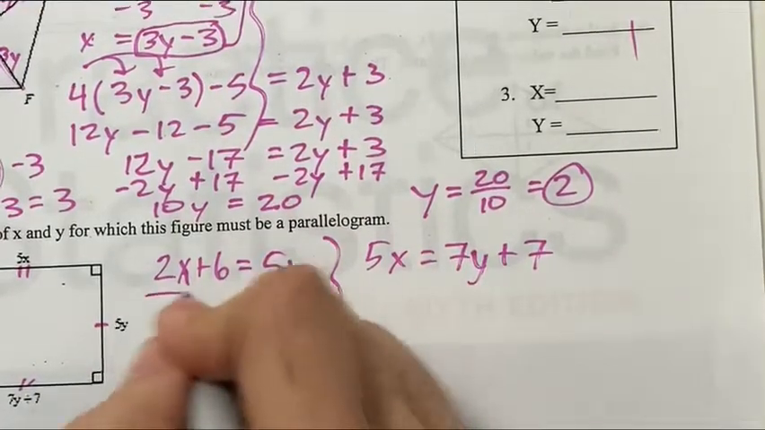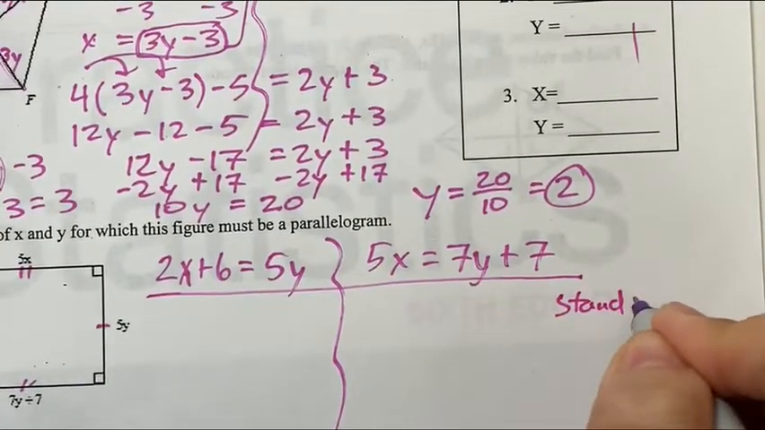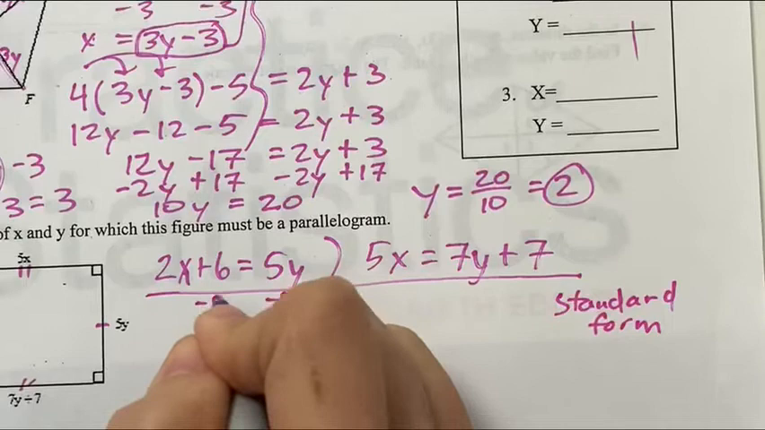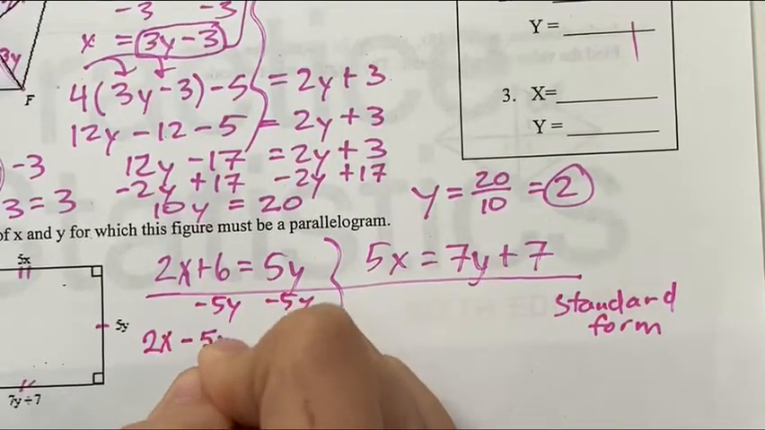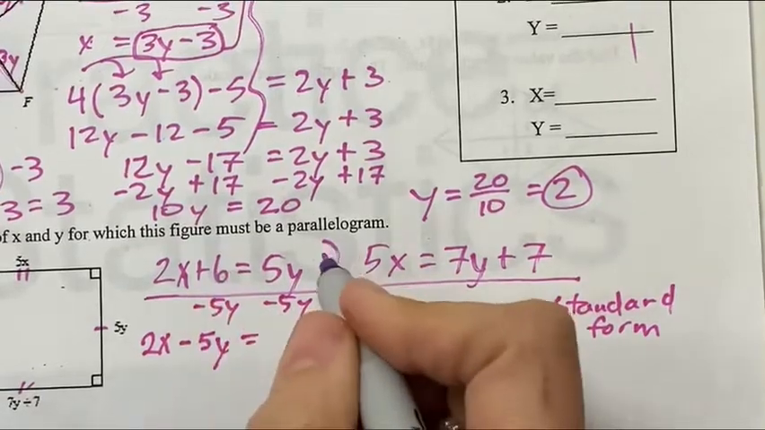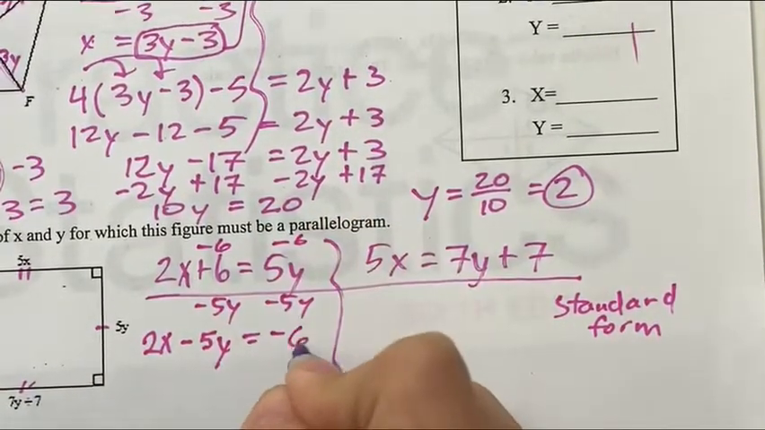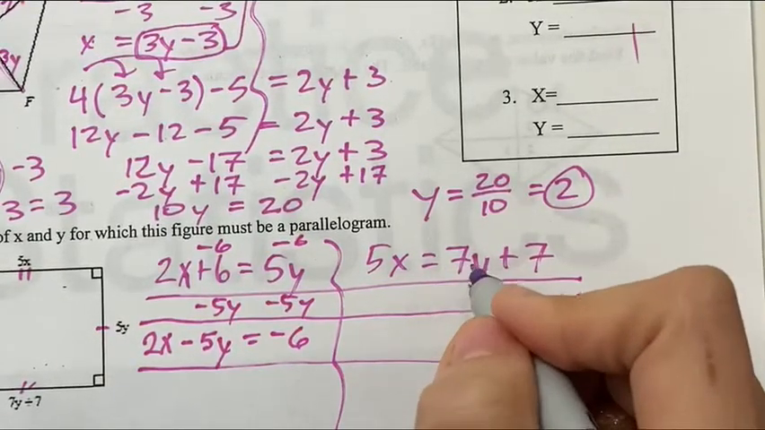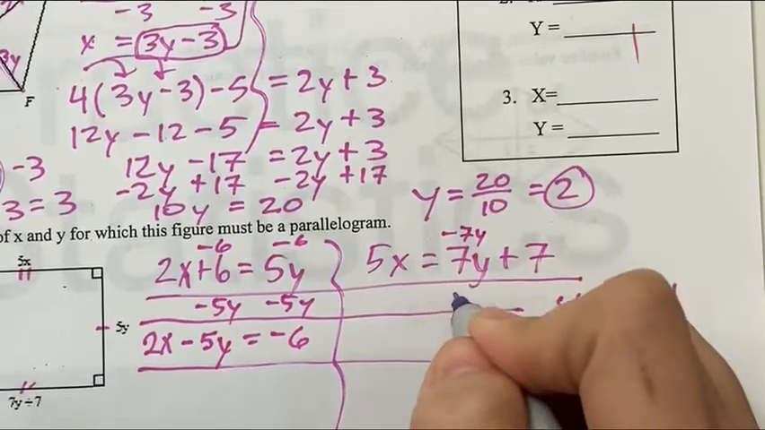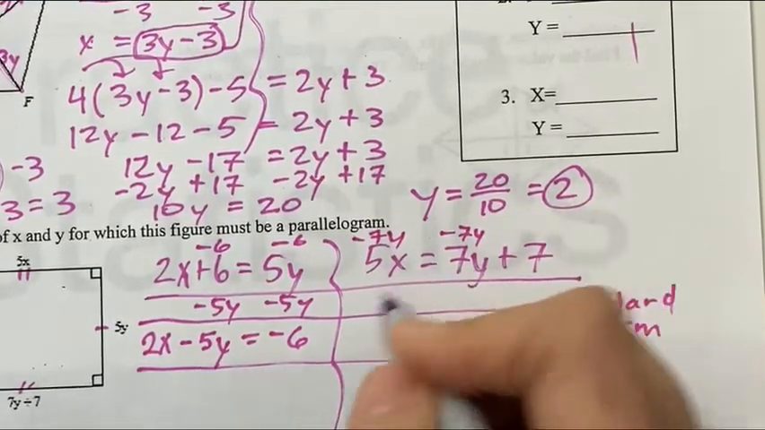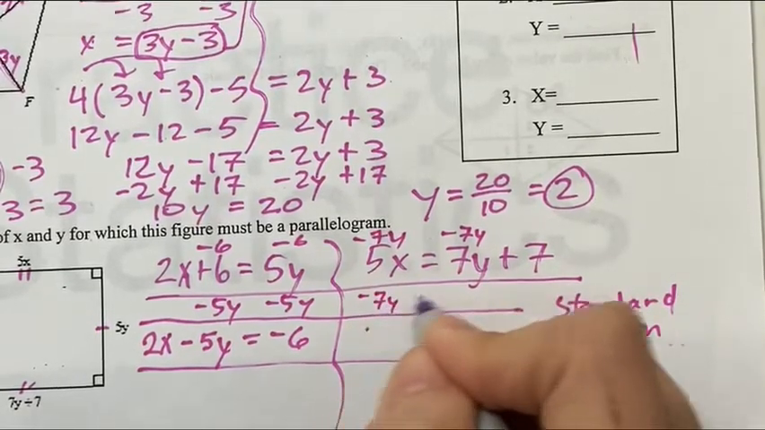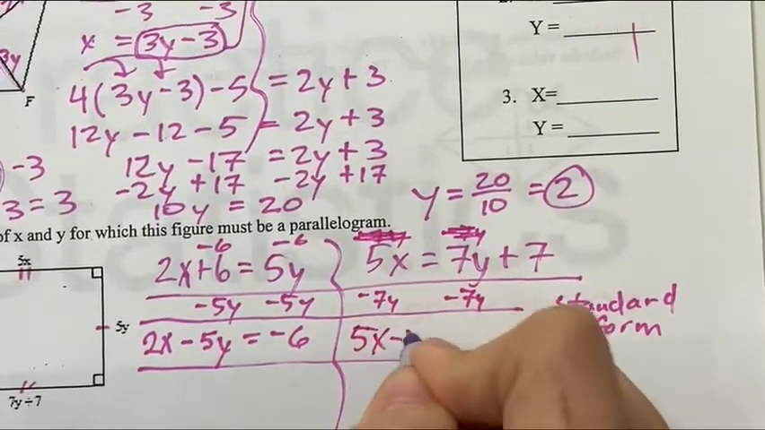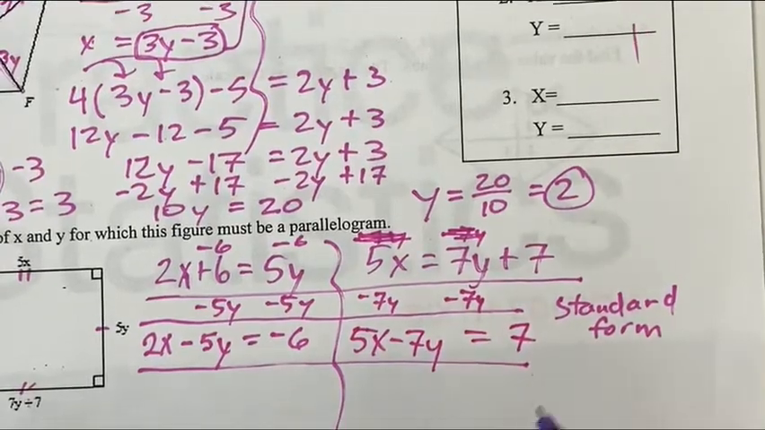So your algebra teacher told you to turn it into standard form. Okay, so turning this into standard form, if I subtract 5y on both sides, I get 2x minus 5y. Standard form means the number is on this side. So let's subtract 6 on both sides, and now that's in standard form. I'm going to change this one to standard form as well. So subtract the 7y. So I could have done that here. Subtract the 7y. That probably looks a little cleaner. So I have 5x minus 7y is 7. These are in standard form.